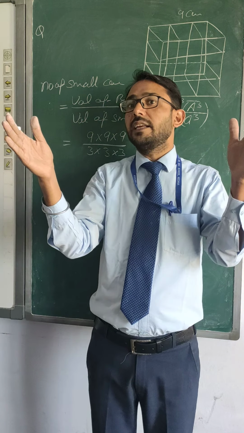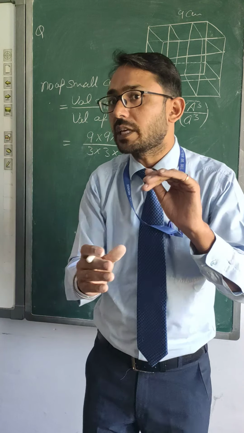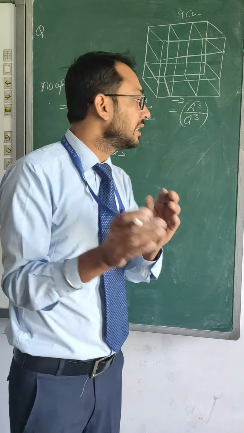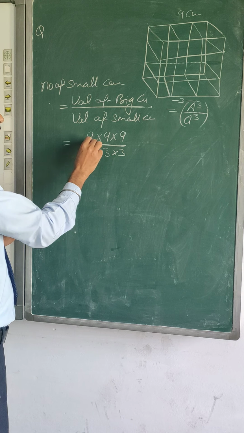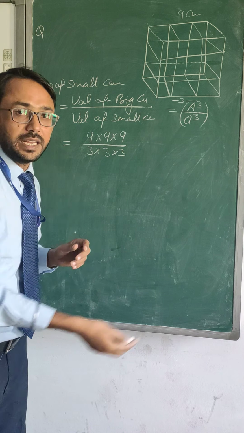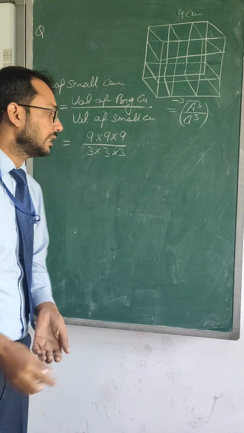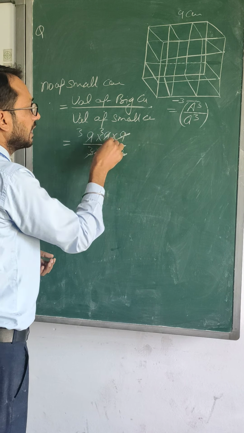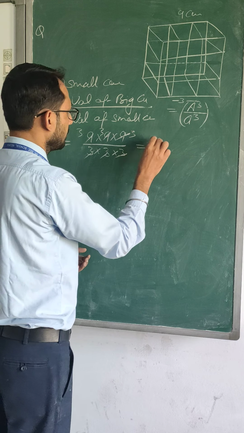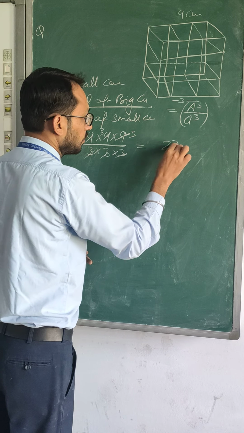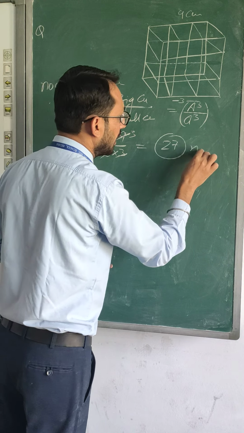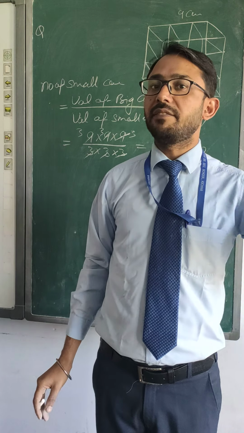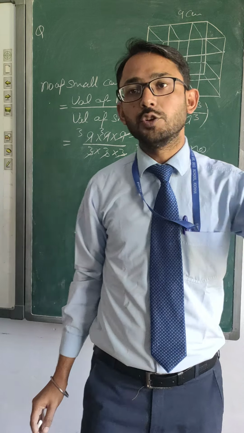Big cube we are cutting into small cubes. Big cubes are of side 9 centimeter and the small cube is of side 3 centimeter. So the volume of the big cube is 9 into 9 into 9 divided by 3 into 3 into 3. So it will become 3 again 3 again 3: 27 in number, we will be getting the cubes.